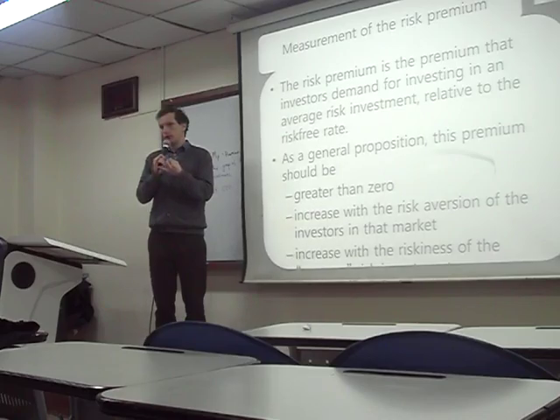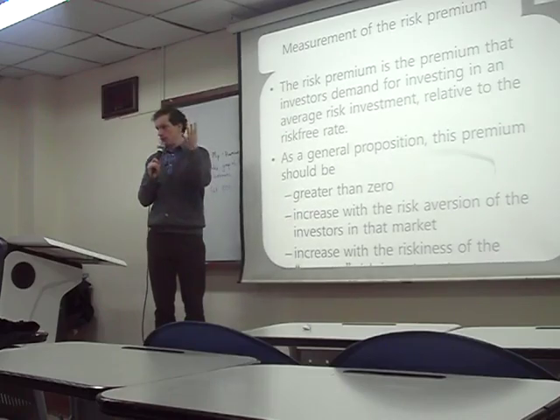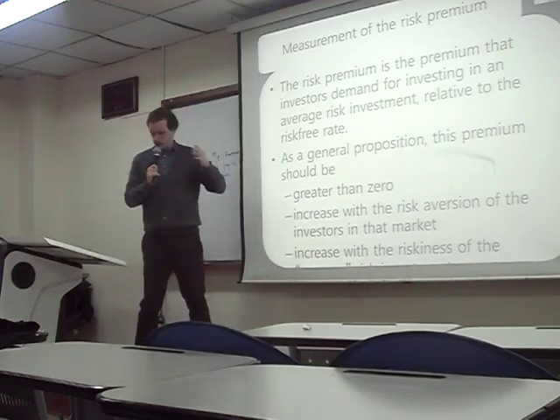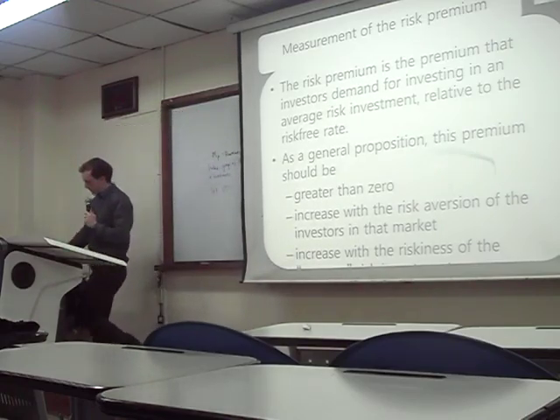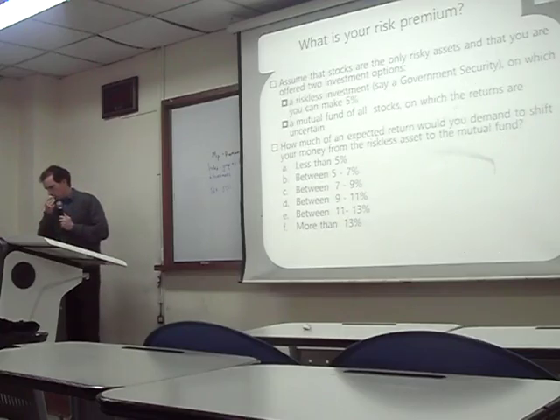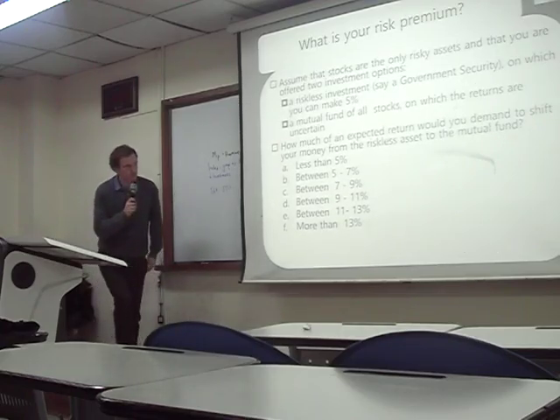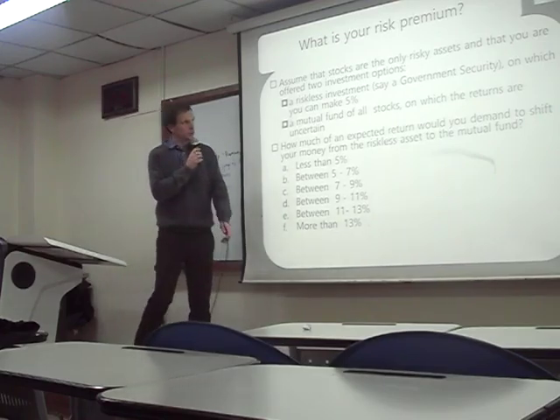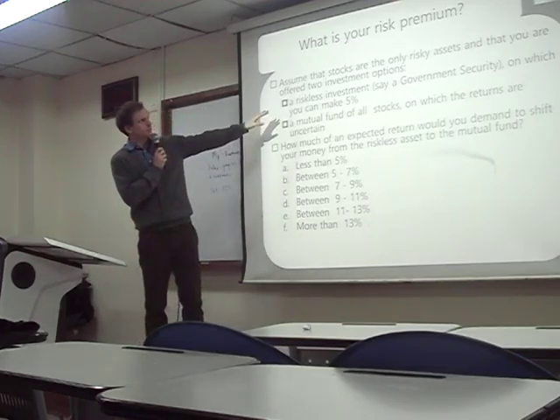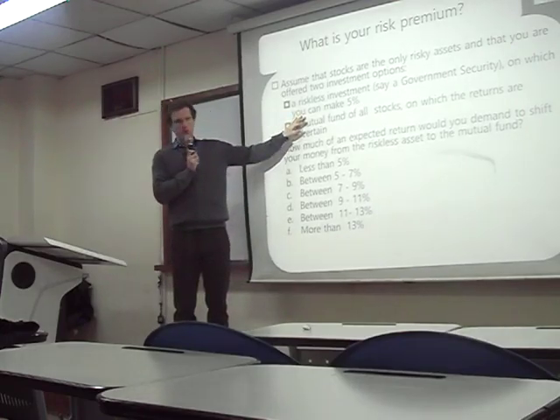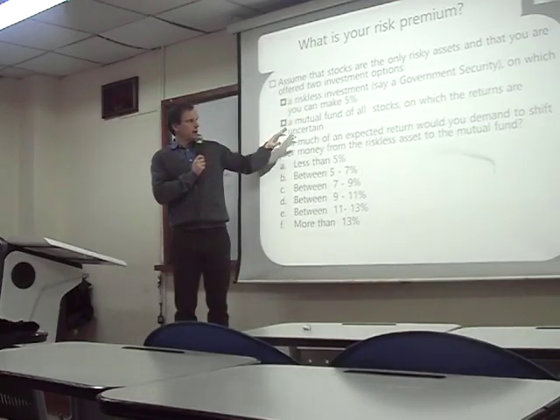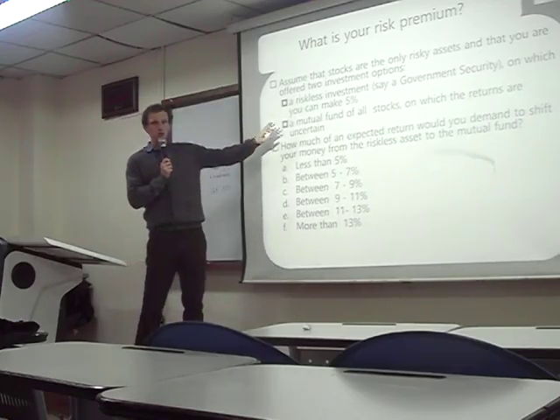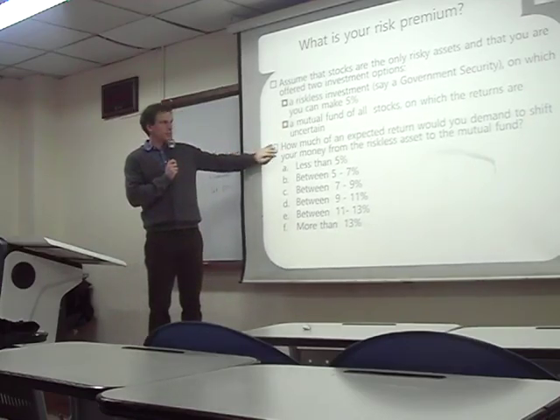The S&P 500 can go down. Government bonds don't go down, right? So I should get some premium. I have to be offered extra money if I'm going to invest in the S&P 500. So the premium has to be greater than zero, okay? It increases with the risk aversion of the investors in the market. So if we're in a crisis time, I'm going to need an even higher premium to invest in the S&P 500 compared to government bonds, okay? And it increases with the riskiness of the average investment.